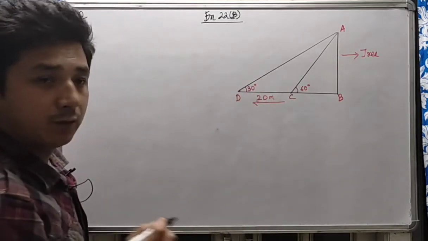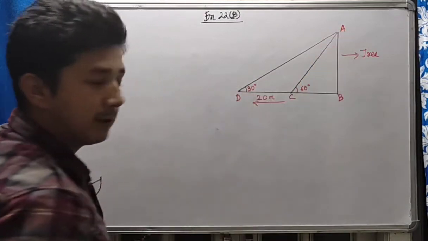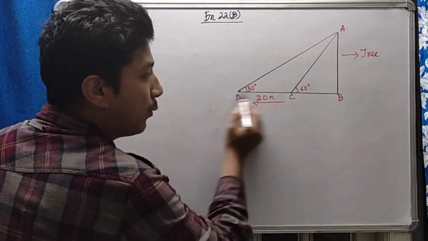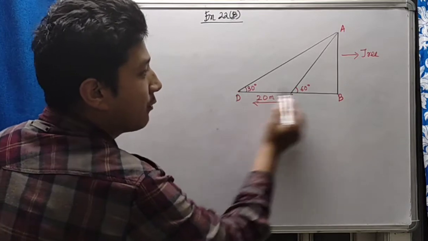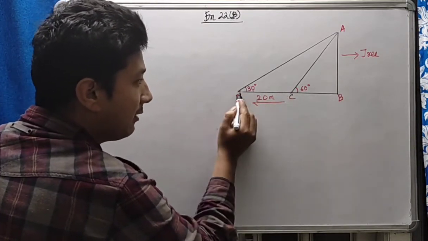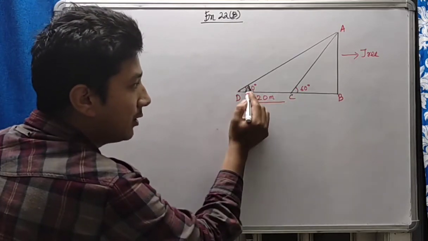60 degree. We still don't know the height of the tree. He just observed that it is 60 degree. Now what he is doing is moving 20 meter this side, away from the tree. He is moving this side, so this distance is 20 meter. He moves in such a way that the angle of elevation changes from 60 to 30.